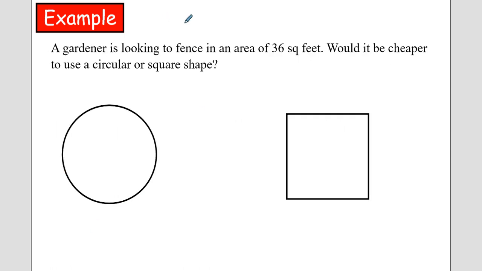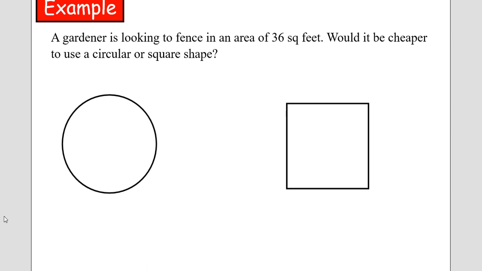Second one, let's say a gardener is looking to fence in an area that is 36 square feet. What would be cheaper? Would it be cheaper to use a circular fencing strategy or to do a square fence? So let's see, both of these have areas that are equal to 36 feet squared. Now I need to figure out what their perimeters would be. How much fencing would it take? Let's do the square first.